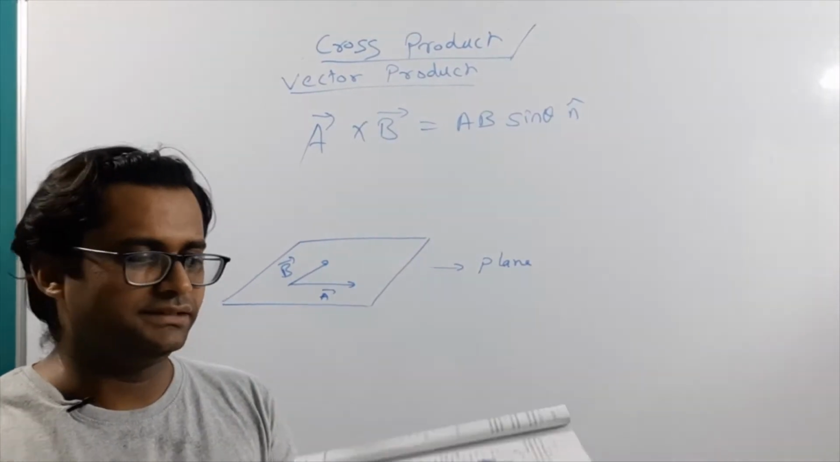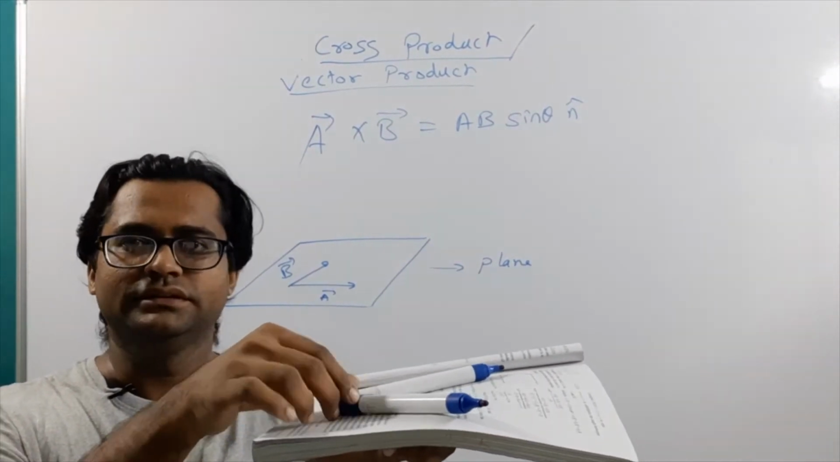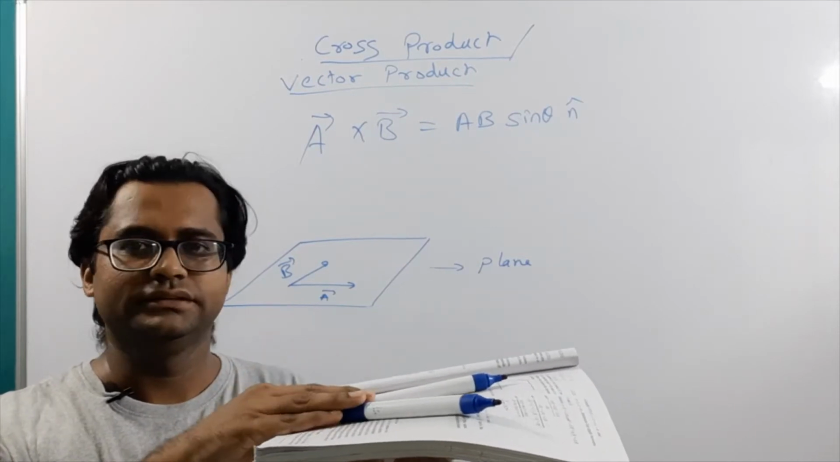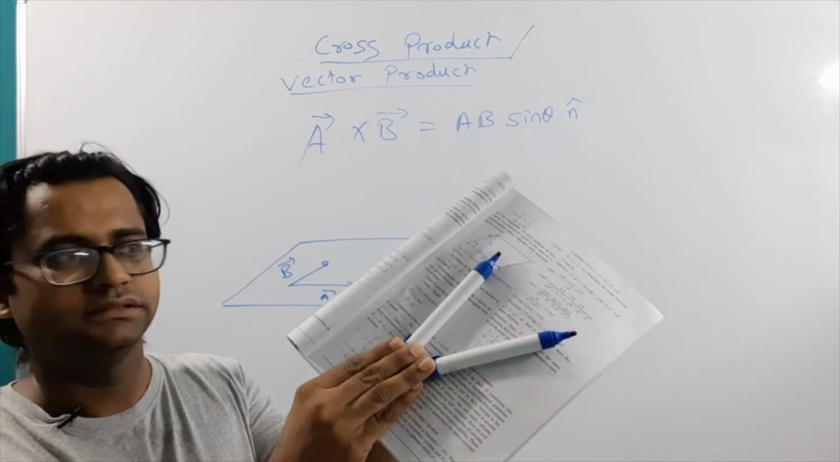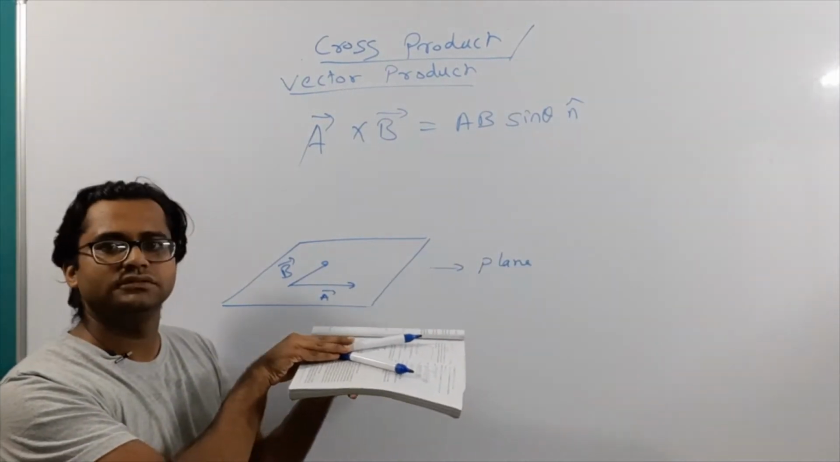You can call anyone as A and anyone as B. So now look at this situation. This is my A vector, this is my B vector. To show you, I am tilting the plane. The vectors are like this. So this is the situation which I have drawn on the board.